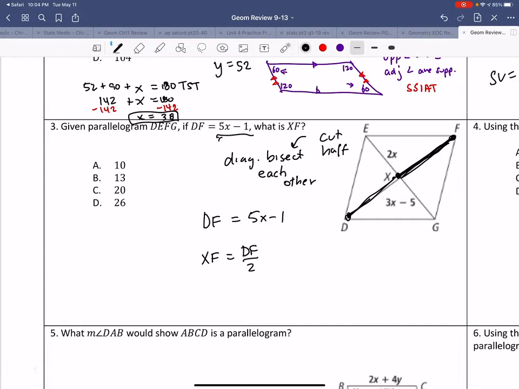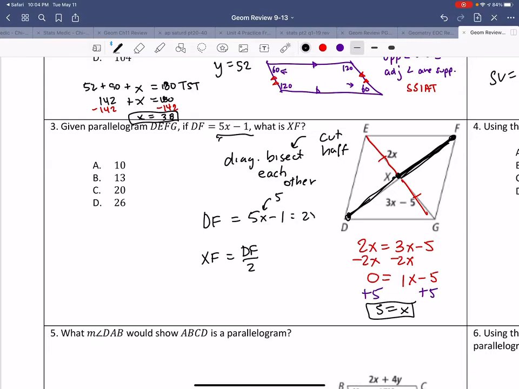My problem here is I don't know what x is. So let's figure out what x is. This is also a diagonal that was cut in 2 equal pieces. So I can set these equal to each other and figure out what x is. So I'll subtract 2x on both sides. I get 1x, and this goes to 0. So let's add 5 on both sides, and we get x is equal to 5. Okay, beautiful. So now we can say DF is 25 minus 1, or 24. So now I can figure out if the whole thing is 24, then half of that would be 12.